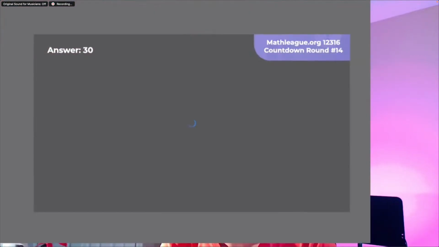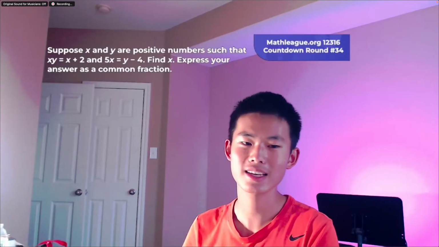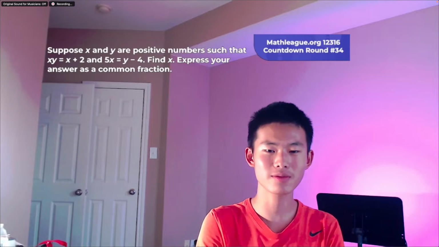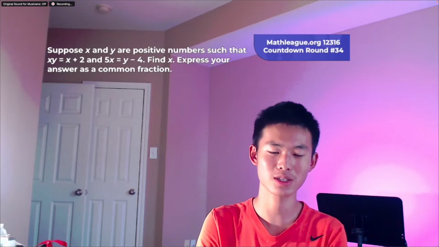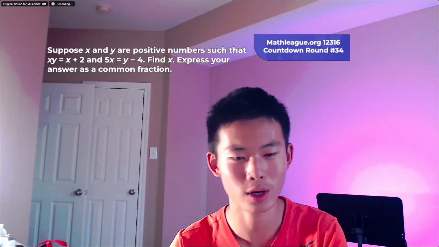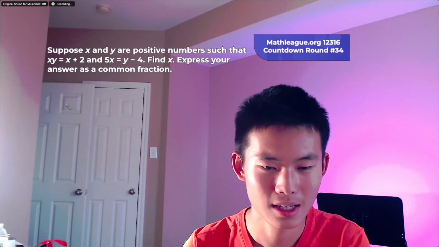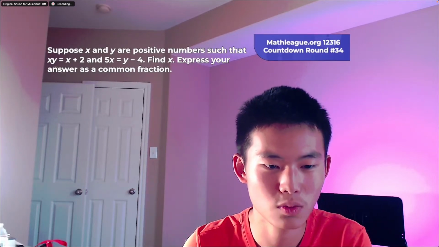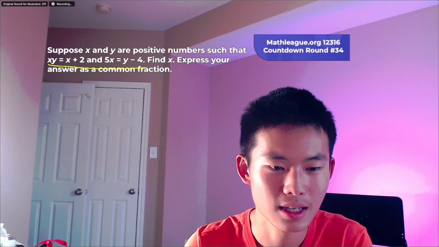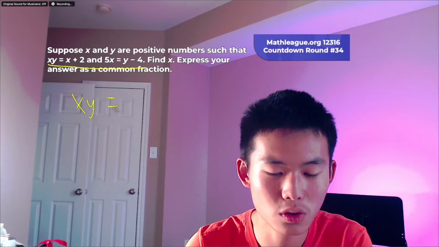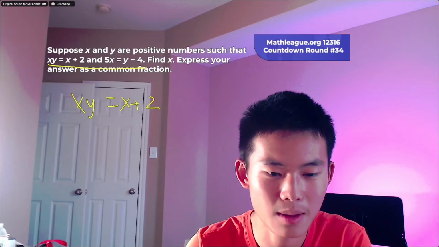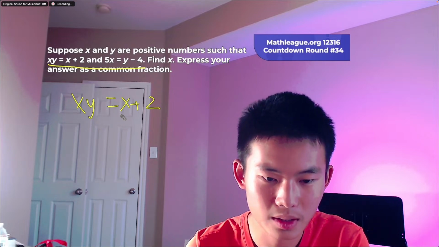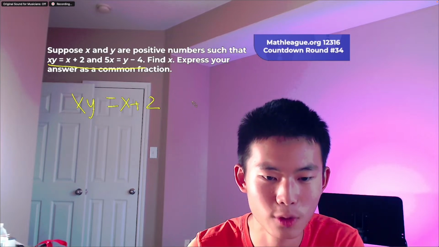Awesome. Now we can move on to this question, which says suppose x and y are positive numbers such that xy equals x plus 2, and 5x equals y minus 4. And we want to find x. This problem is interesting because xy equals x plus 2, and then 5x equals y minus 4.